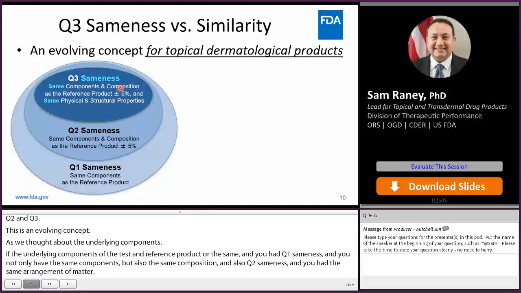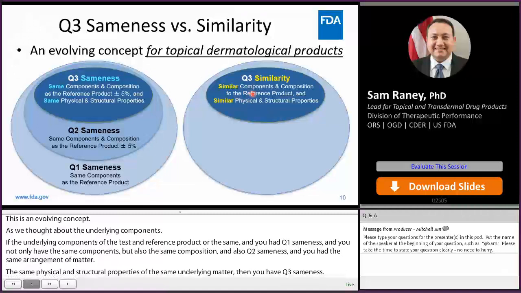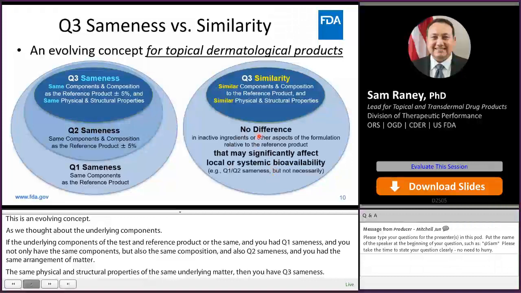Q3 sameness. And this is now evolving further into a concept of Q3 similarity, where you would have similar components and composition compared to the reference product, and similar physical and structural properties, where you may not exactly have the same Q1 and Q2 sameness, but any differences would qualify as being a difference that did not significantly affect local or systemic bioavailability. In other words, that there should be no difference that may significantly affect local or systemic bioavailability, which may be Q1, Q2 sameness, but not necessarily.